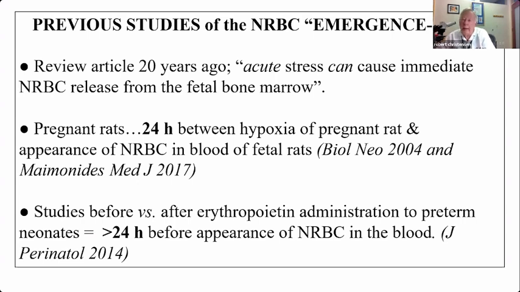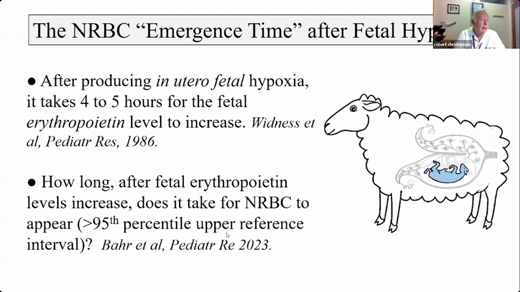In the rat models, it took at least 24 hours between the time the dam, the pregnant rat, was made hypoxic and the appearance of nucleated red cells in the hysterotomized fetal rats. Also, clinical studies where erythropoietin is administered to a neonate who had no nucleated red cells before: do they have them afterwards? And if so, how long did it take? It never happens immediately. The average is more than 24 hours lead time.